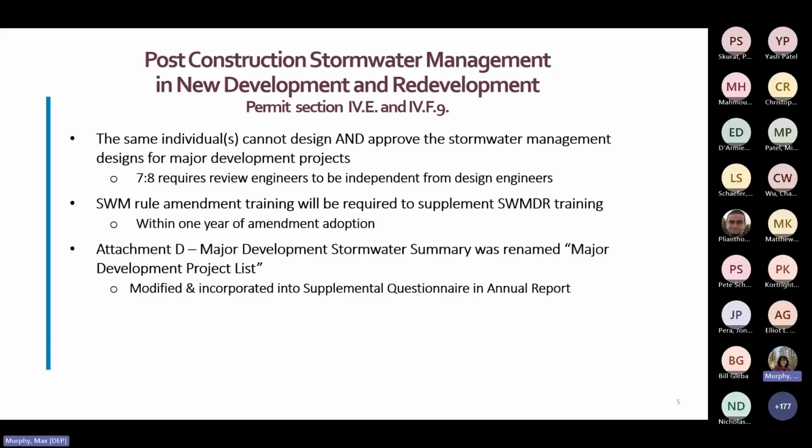As for post-construction stormwater management, first, it is important to note that design engineers cannot approve their own designs. The designer and the approver must be 2 separate engineers.